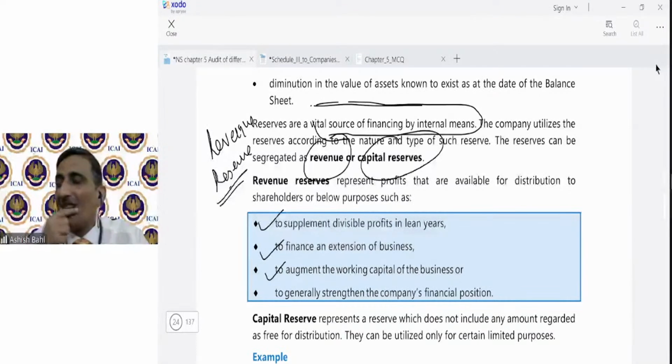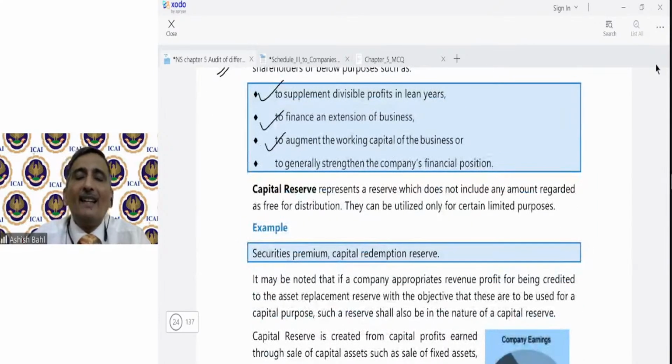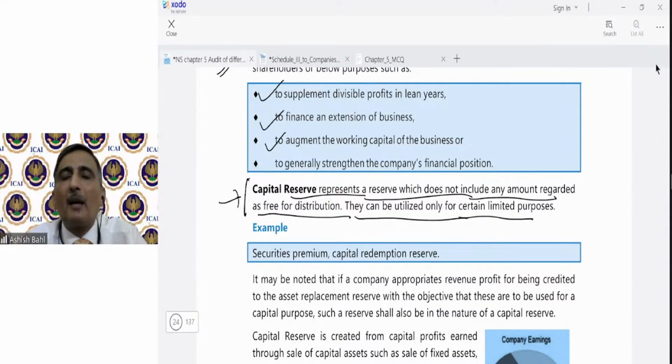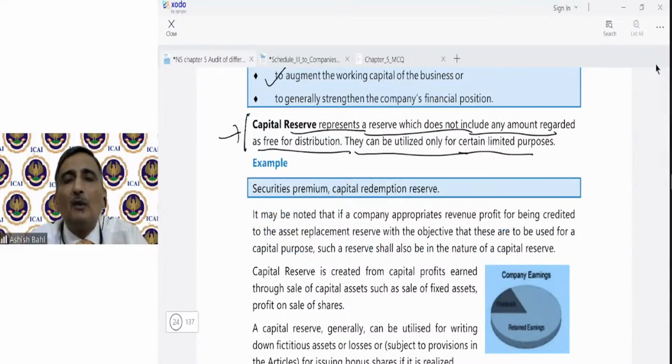To augment the working capital of the business. What is the difference between revenue reserve and capital reserve? The amount falling in capital reserve is not available free for distribution. It can be used only for limited purposes. Capital reserves are those formed out of capital profits, like on sale of some fixed assets. When profit occurs, capital reserve is formed.